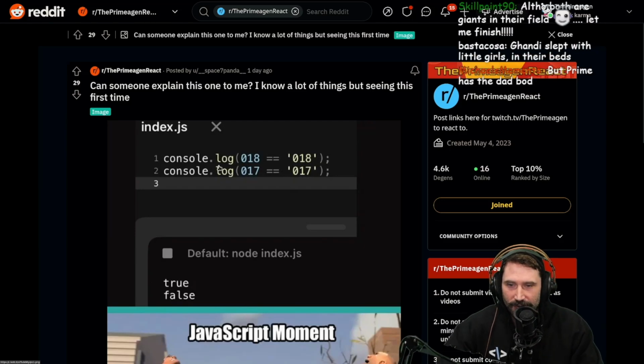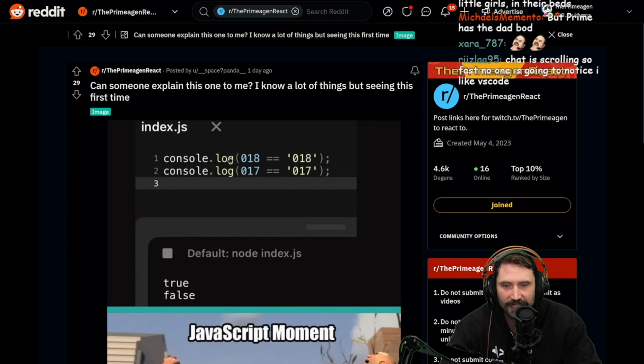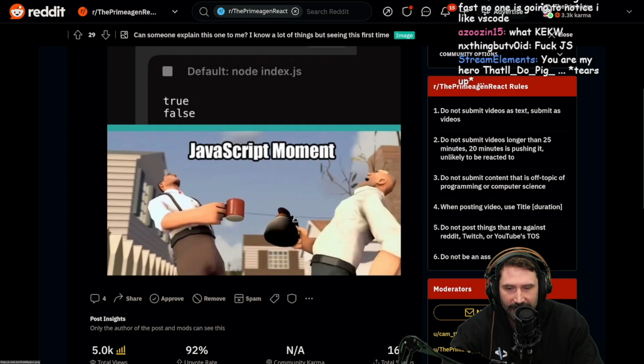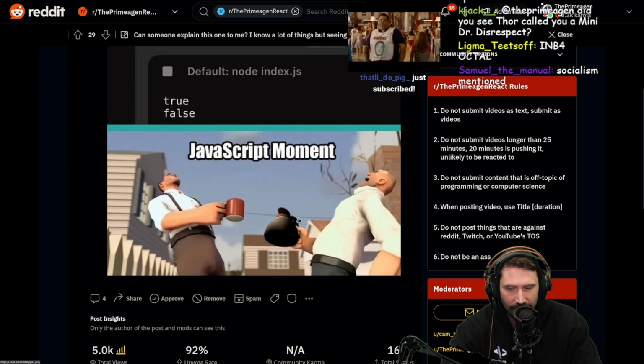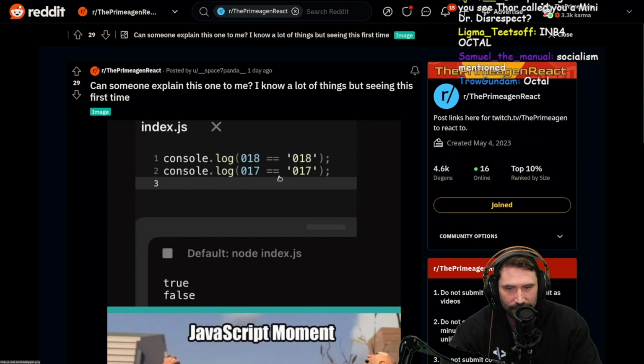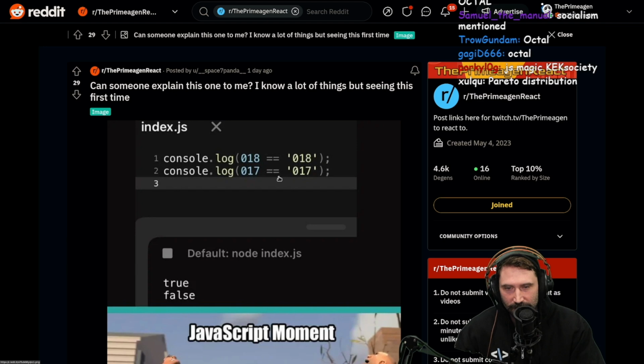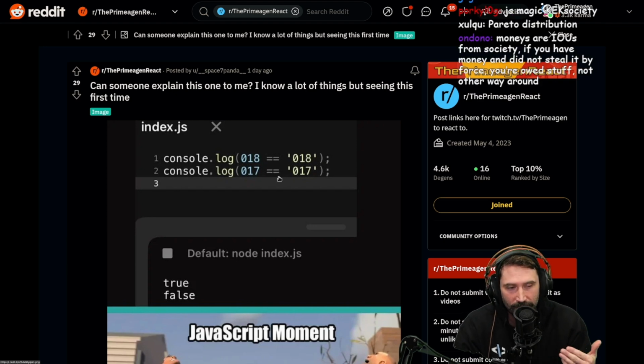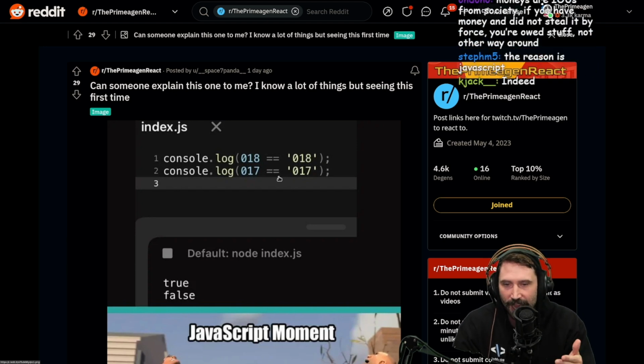This is actually a really great question. Can someone explain this to me? I'm seeing a lot of this. This went around on the internet, and people were saying like "JavaScript moment" and laughing about it. This right here is just a fundamental misunderstanding of values or of how things are specified.